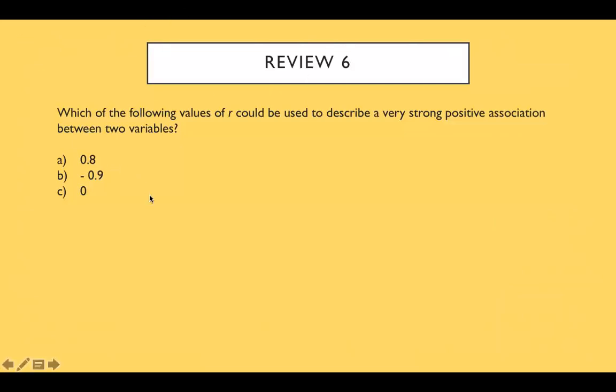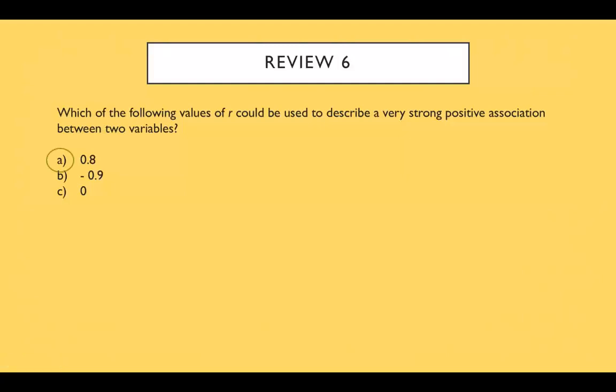All right, so we have a little mixed reaction to this question. This question calls for a very strong positive association between two variables. So yes, B has a very strong association, but it's not positive. So A is our answer here because it's positive and strong.